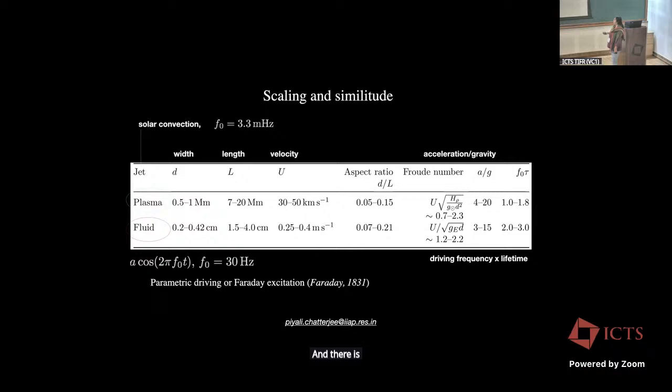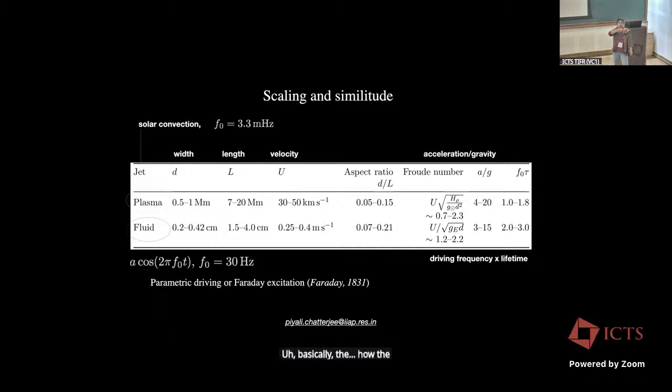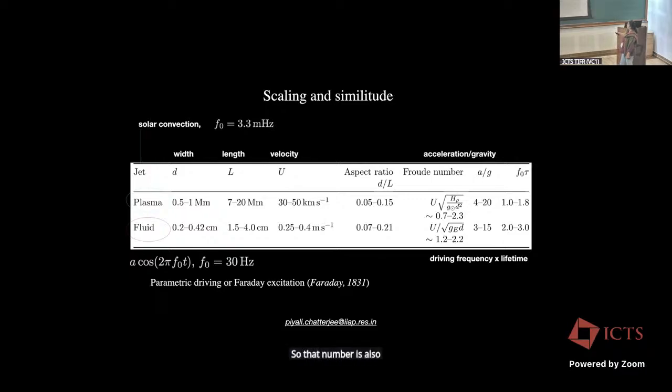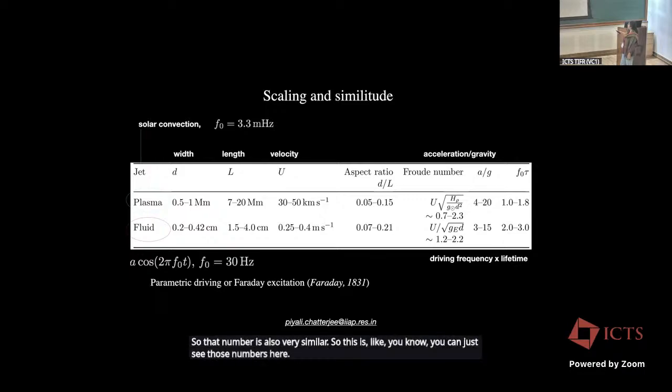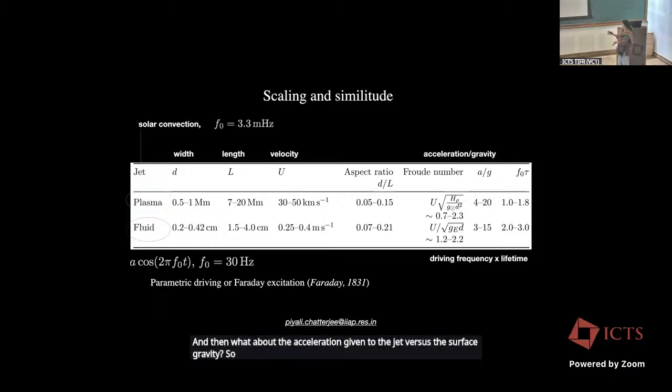There is this other number known as the Froude number, which basically tells you how surface distortions are governed by gravity, something to learn about, say, surface gravity waves in that system. That number is also very similar. You can just see those numbers here. They are very closely related. And then what about the acceleration given to the jet versus the surface gravity? For the lab, the surface gravity is the Earth's gravity, and we know the forcing we are giving.